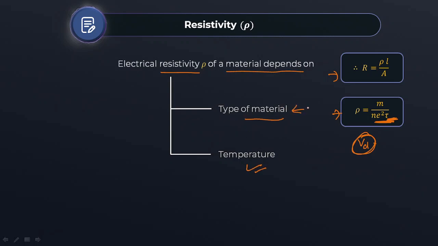So if we have one type of material and we change the temperature, in that case resistivity will change. Yes or no?